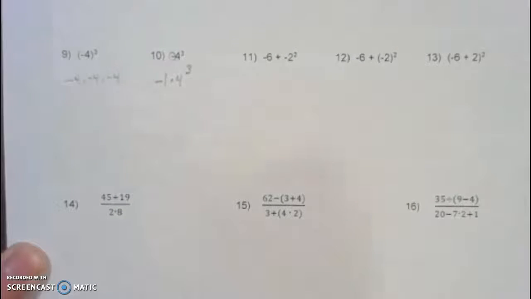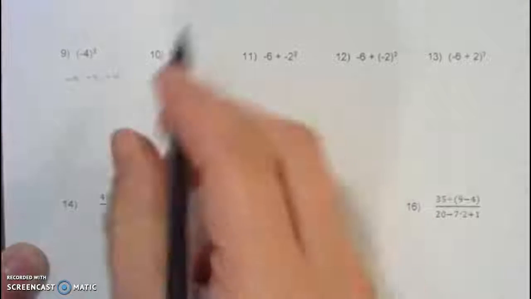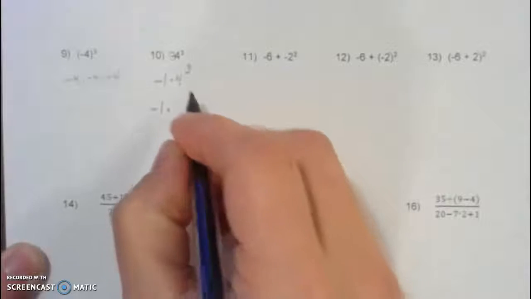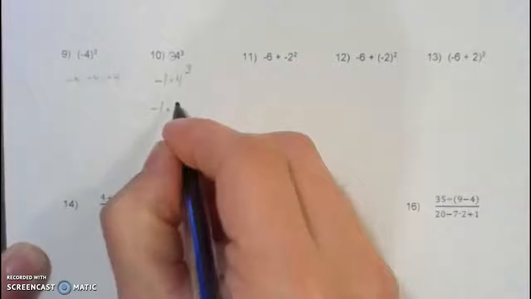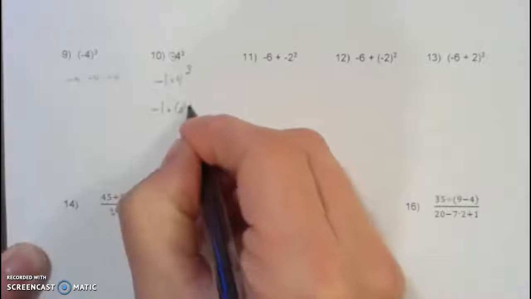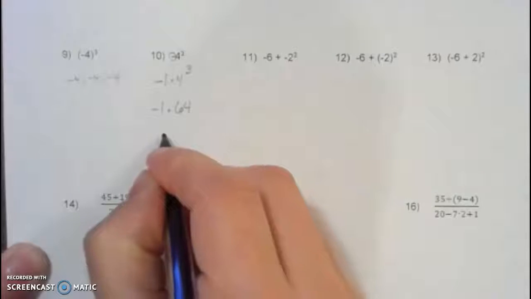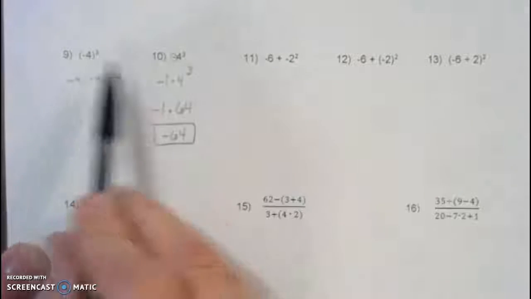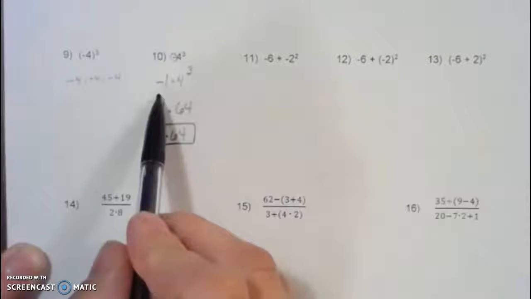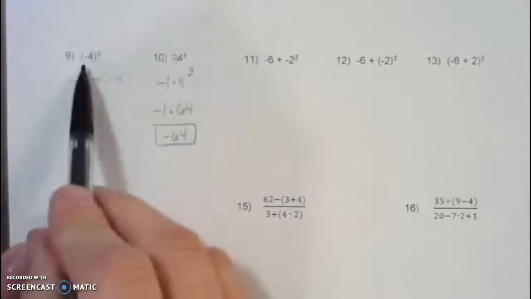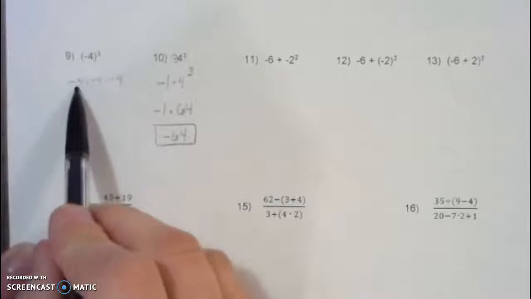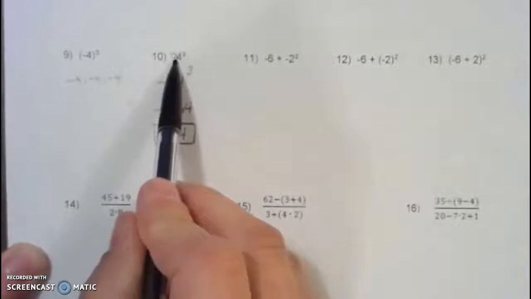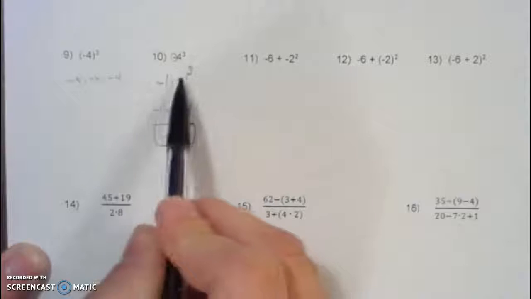Following order of operations, we would have to do the exponent first. So this would be negative 1 times 4 to the third power. 4 times 4 is 16. 16 times 4 is 64. So this means negative 1 times 64, which is negative 64. Okay, so these two look similar, but they actually do mean different things. So watch out for the parentheses. If it's inside of parentheses, negative 4 times negative 4 times negative 4. If it's not in parentheses, that negative is negative 1 times our exponent.